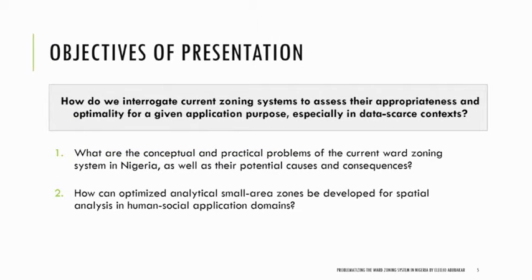So the objectives of this presentation, like I've tried to say, are to look critically at the zones and see if they are appropriate for a given purpose. I should note that this is part of the pilot study for my PhD work, which is concerned with small area analysis of primary healthcare need and accessibility. So I wanted to check if the existing zones are appropriate for that purpose and what problems they could possibly embody. What are the causes and consequences of those problems? And if there are problems, how do you overcome them?